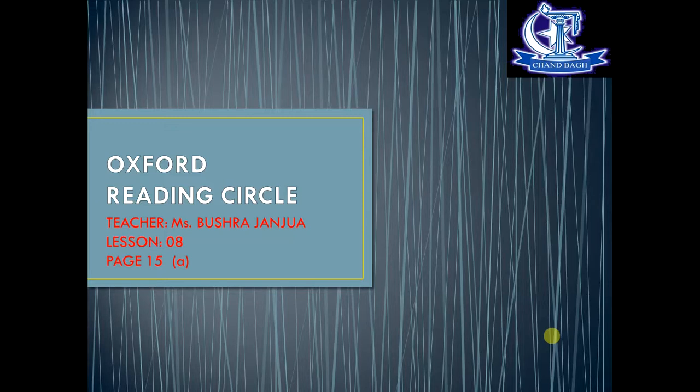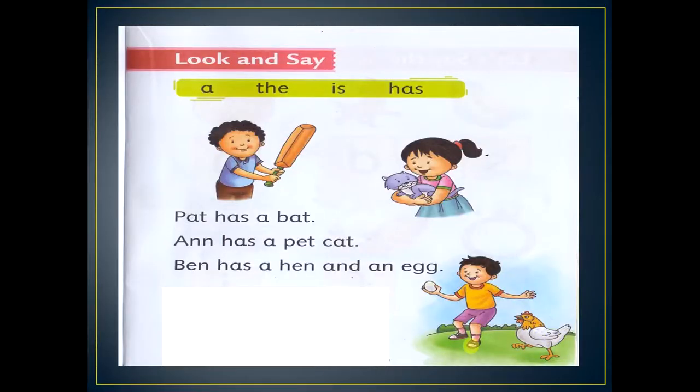Today we will read page number 15, part 1. Let's start. You can see there are 3 sentences on your page and they are related to the pictures given with them. You can see there are 3-letter words mostly and 2-letter words. So in this way we can make sentences with 3-letter words as we read before. Let's start.